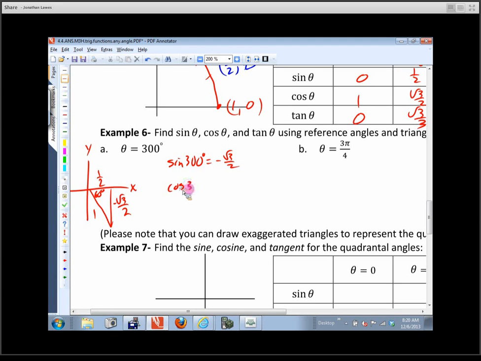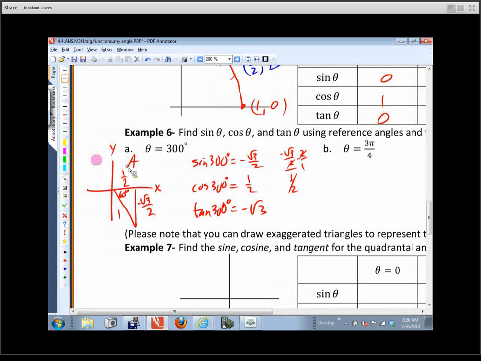The cosine of 300 degrees is the positive 1/2, and the tangent of 300 degrees, we're going to take the y-coordinate over the x-coordinate, the sine over the cosine if you want to think of it that way. And what am I going to end up with? Yeah, it would be negative radical 3. I'll just show that really quickly. If I do negative radical 3 over 2 divided by 1/2, remember we're going to flip that over and multiply. Cancel these guys, okay?